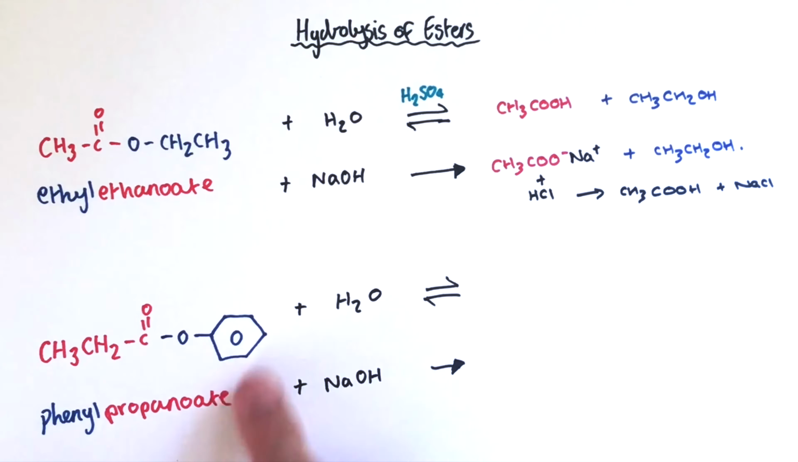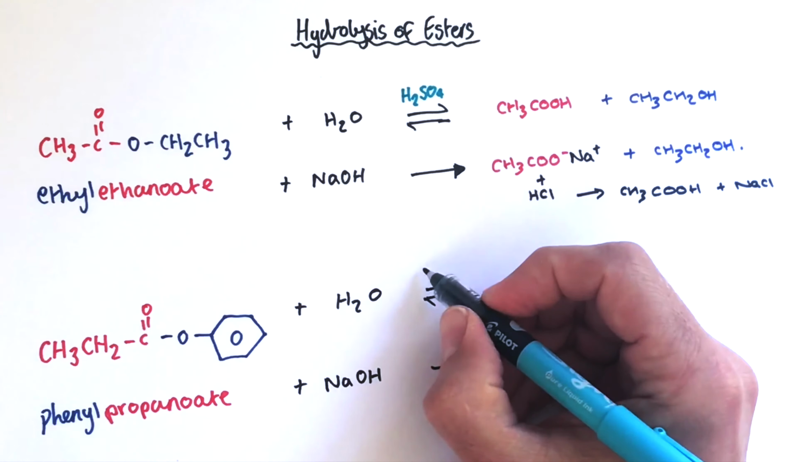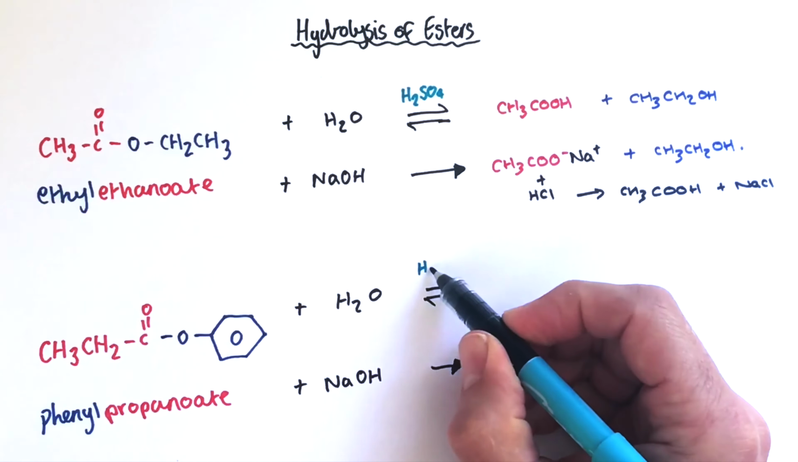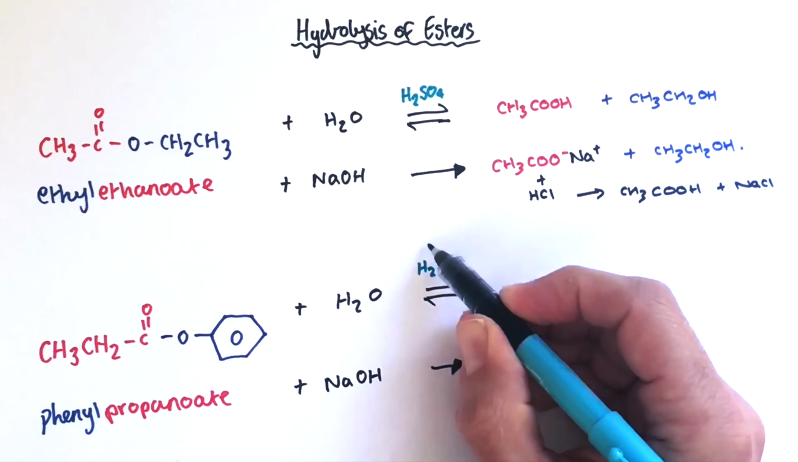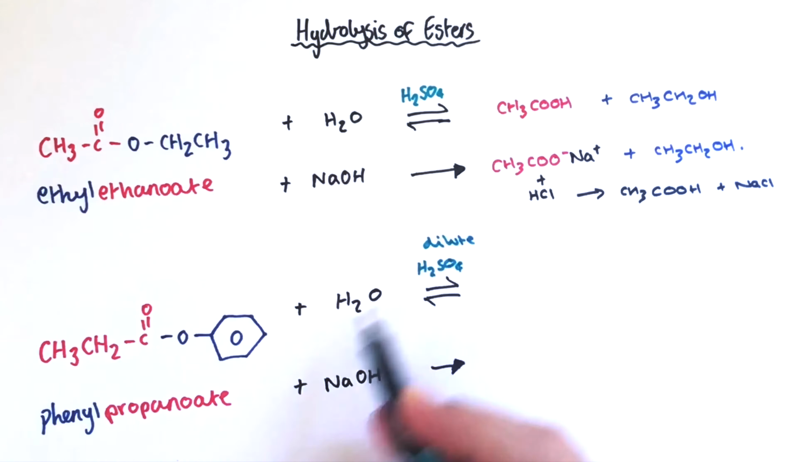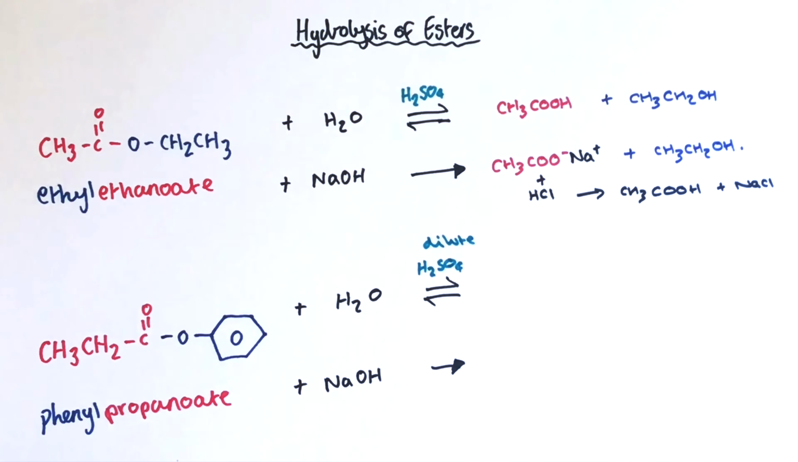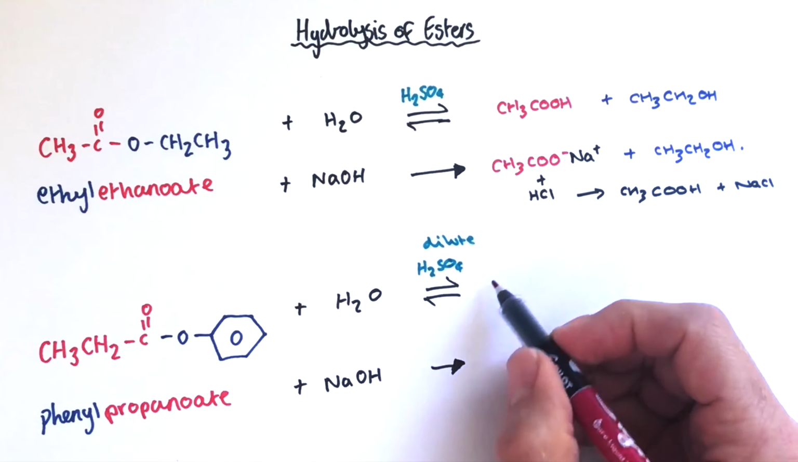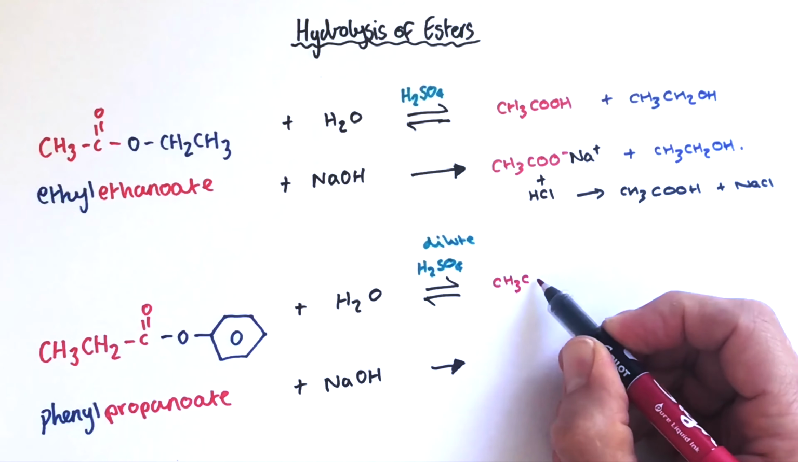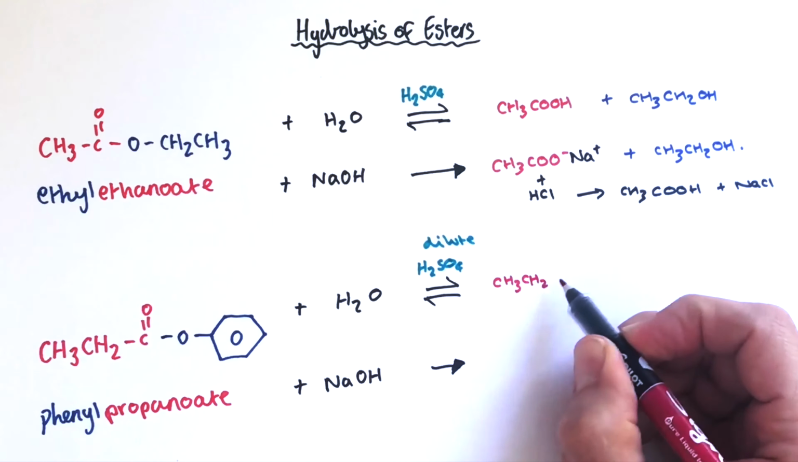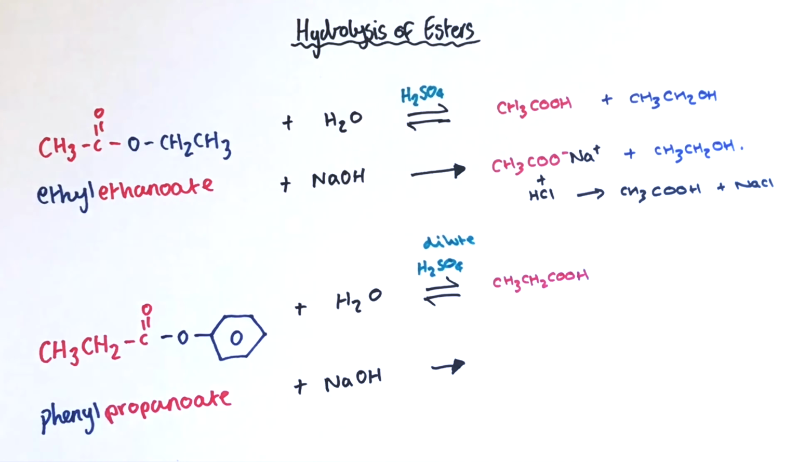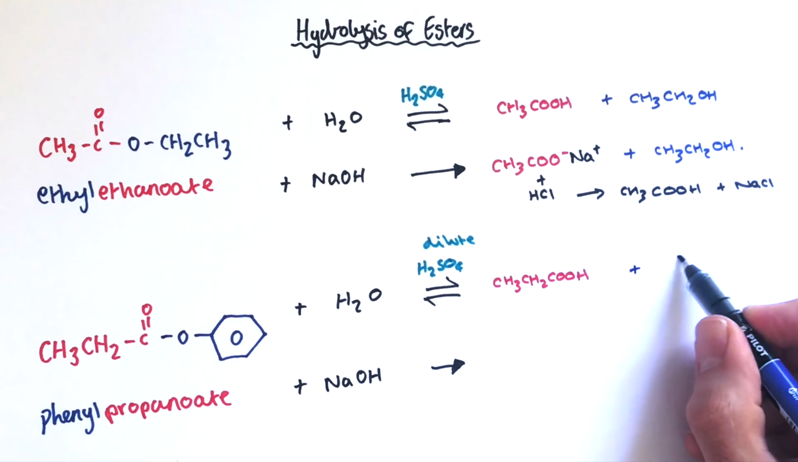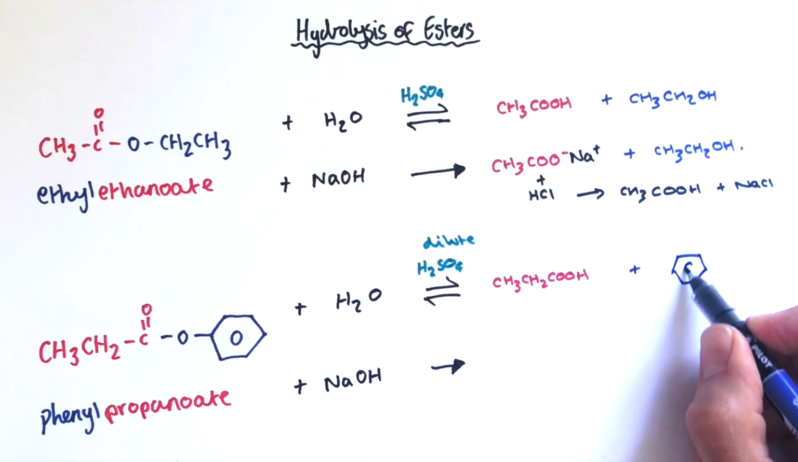Now, we'll have a look at another couple of examples here. It's the same reaction going on. So hydrolyzing with an acid catalyst in the reaction, so dilute. Same problem here, our reaction is reversible, but we do get the two products that we want. So we've got propanoate here, so our carboxylic acid produced is going to be propanoic acid. And because we've got a phenyl group, the alcohol that we make here is phenol from this reaction.